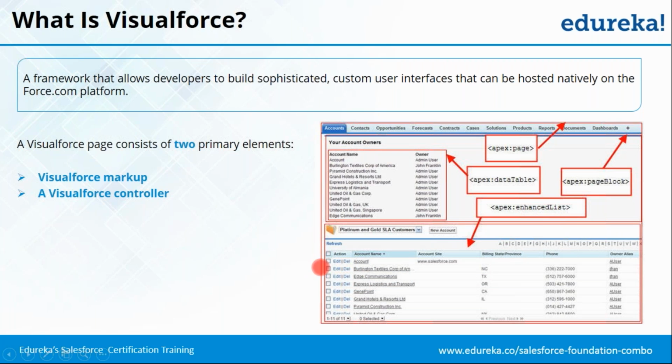Okay, so all the fields like action, account name, account site, billing state province, phone number, and then the owner alias, all these things are available in this page block. This is all done by writing simple 3-4 line codes in Apex. The first tag that is used is the Apex enhanced list. Under this tag, I write a 3 to 4 line code to get all the details here. Similarly, for getting all these details, I write the code under this tag, Apex::data table.